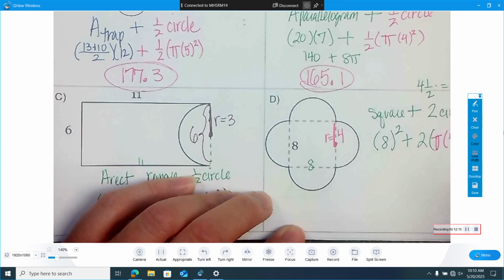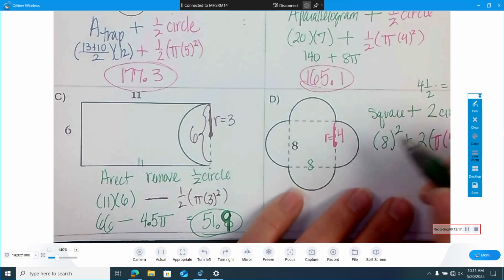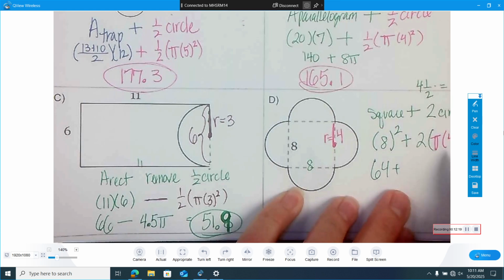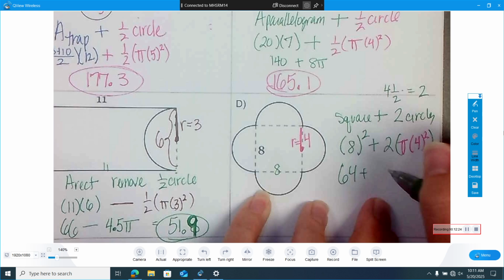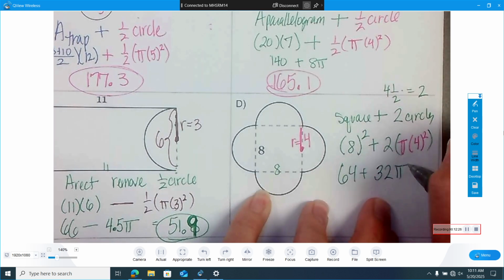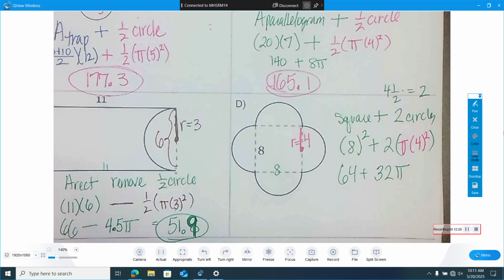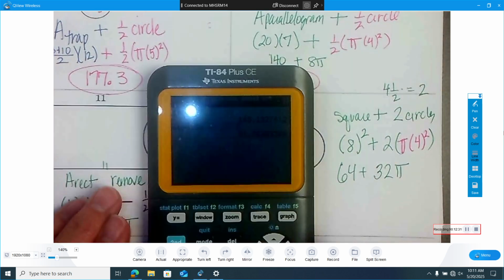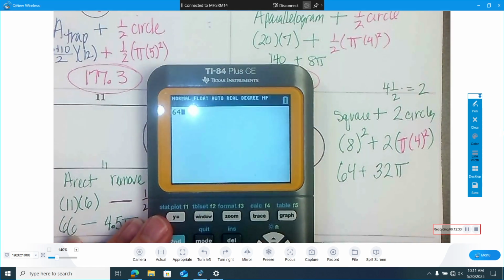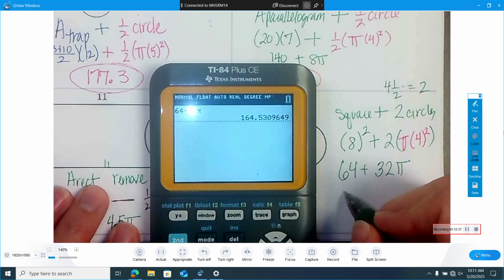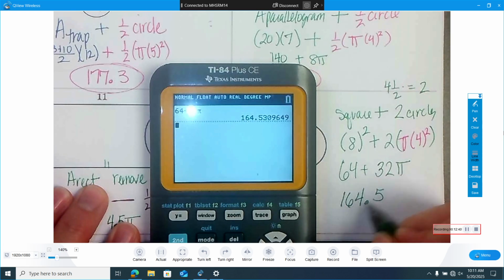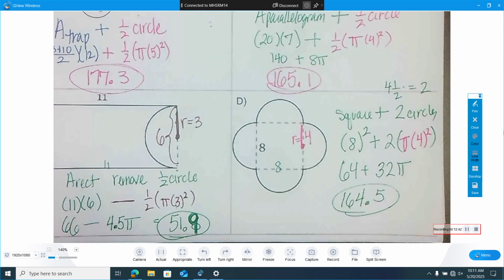So we have, again, I'm going to do the math because 8 squared is 64. 4 squared is? 16. 16 times 2? 32 pi. Very good. And again, I like doing this. This is a beautiful exact answer, and it's really easy. So we could leave that as a great answer. 164.5 rounded to the nearest 10. All right, questions on these? Okay, very good. Turn the page.